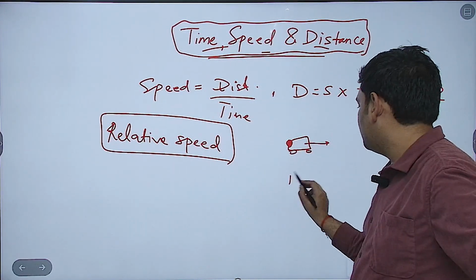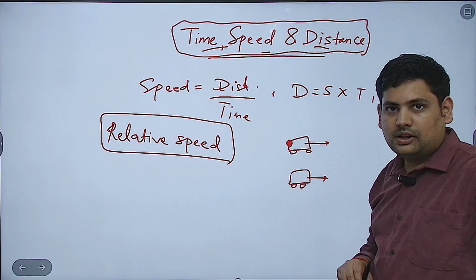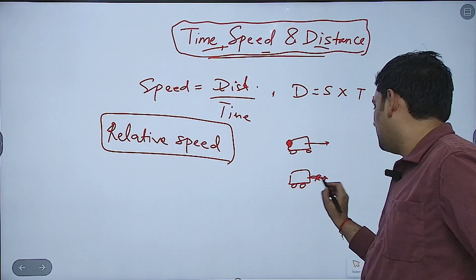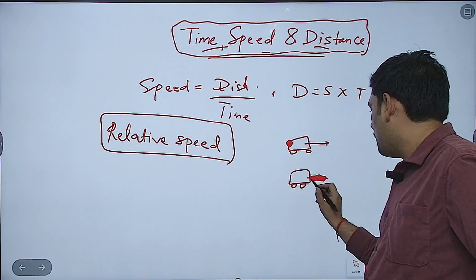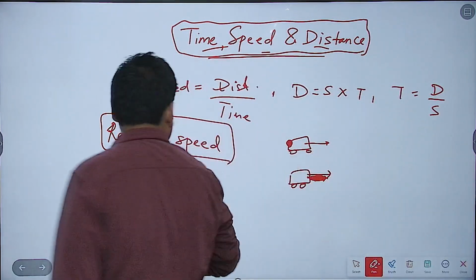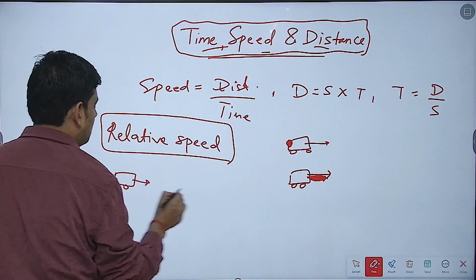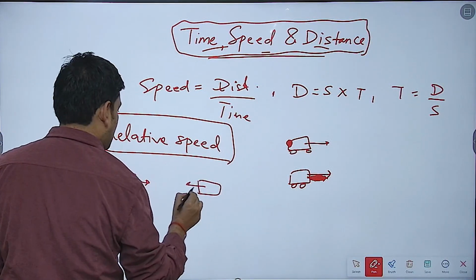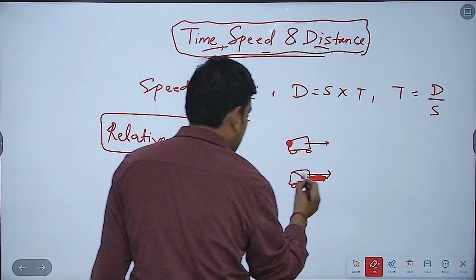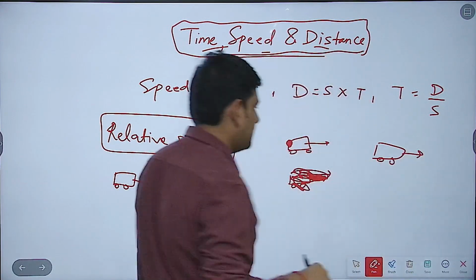Now, this is car 2 going in this direction. See this, this is a car going in this direction, this is a car going in this direction. Let's draw this also. So this is a car going in this direction.